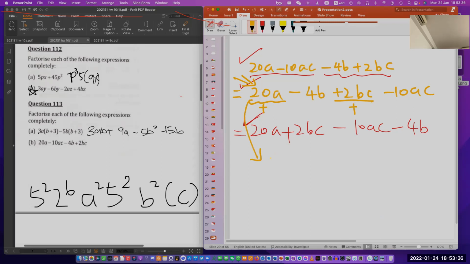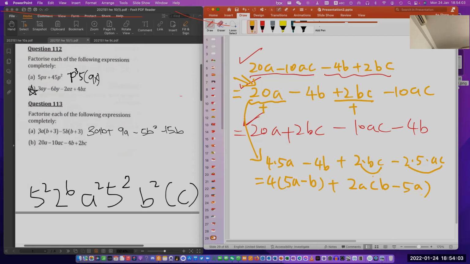So I have 4 times 5a. Then I have 4b. Then for the back one is 2bc. That's how I split. I have this 2, 5ac. So I have 4 in common, so it's 5a minus b. For the back, 2c is common, so I have b minus 5a.